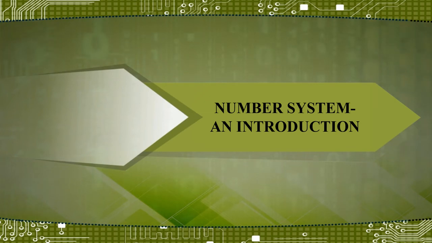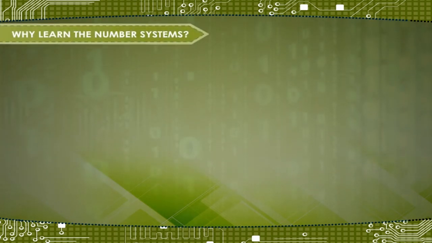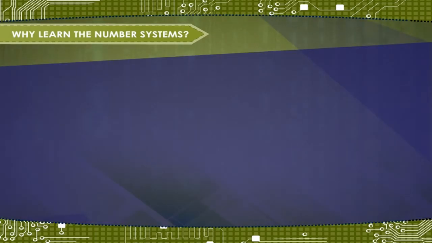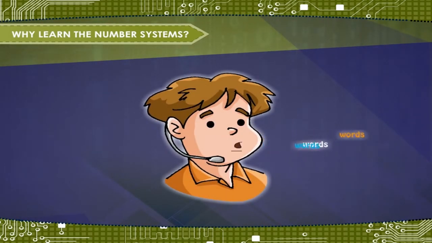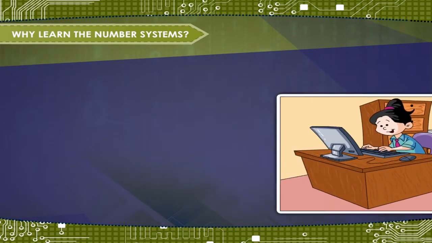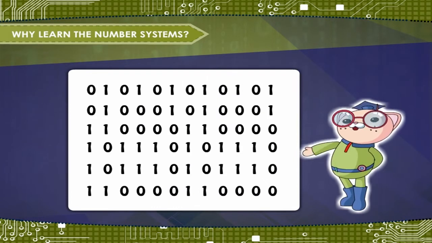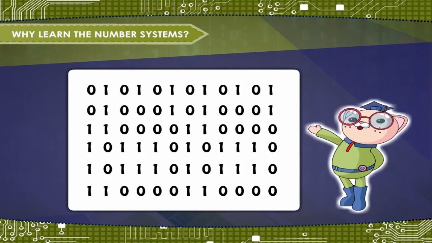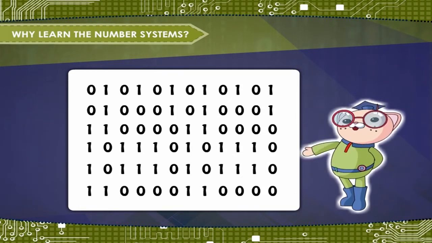Number system and introduction. Why learn the number systems? We humans speak in a particular language. This language is made of words and letters. Although we type words and letters, the computer does not understand them. Rather, those words and letters are translated into numbers. A computer can talk and understand in numbers, and that too in only two numbers, called binary numbers.